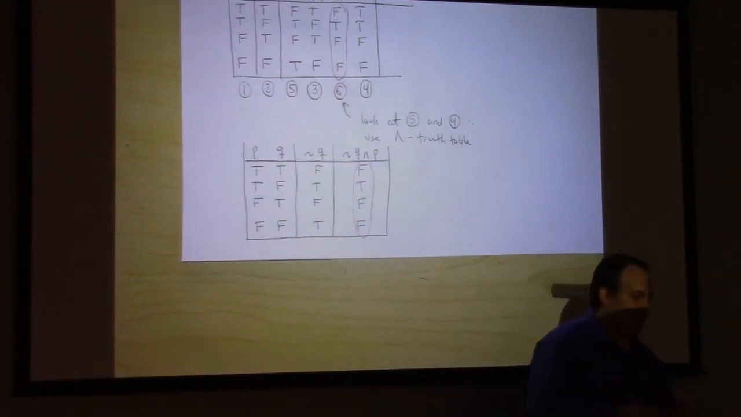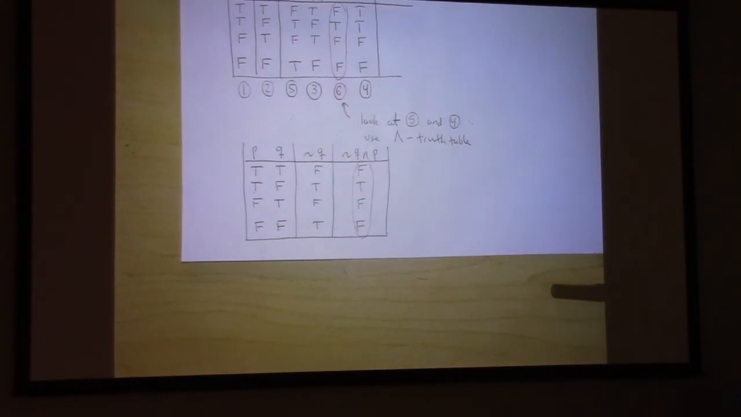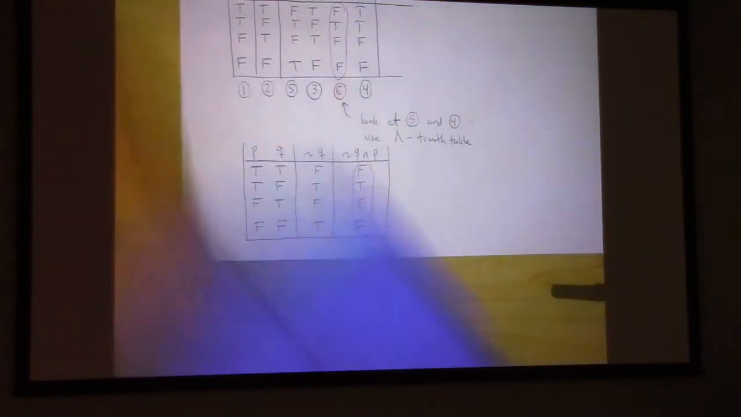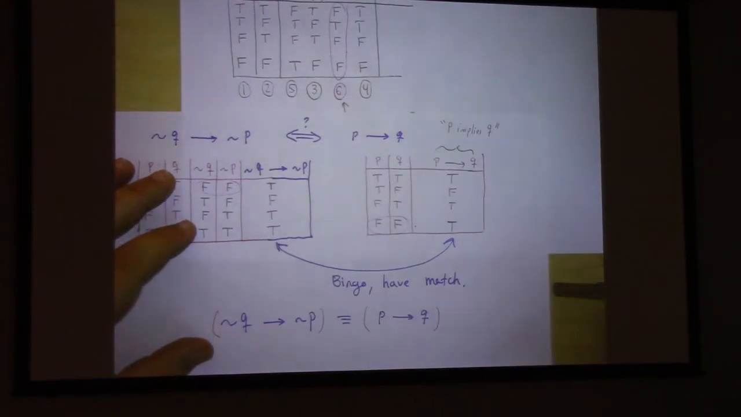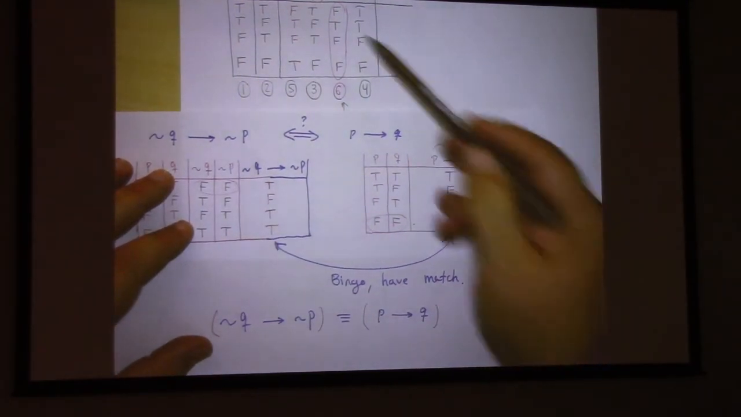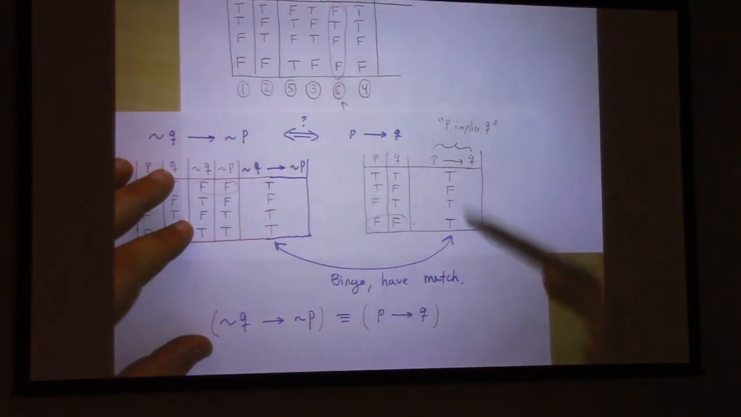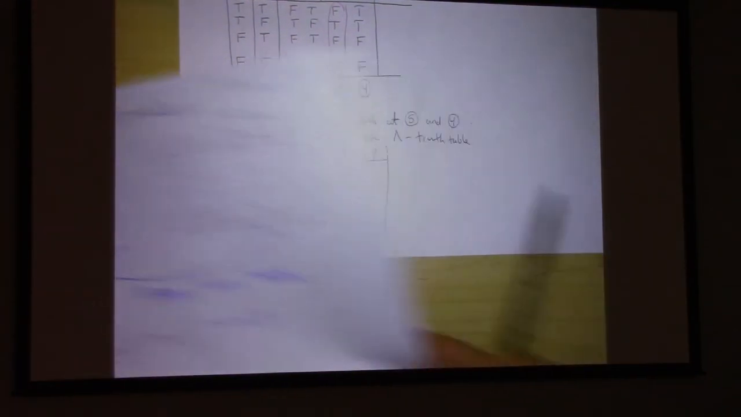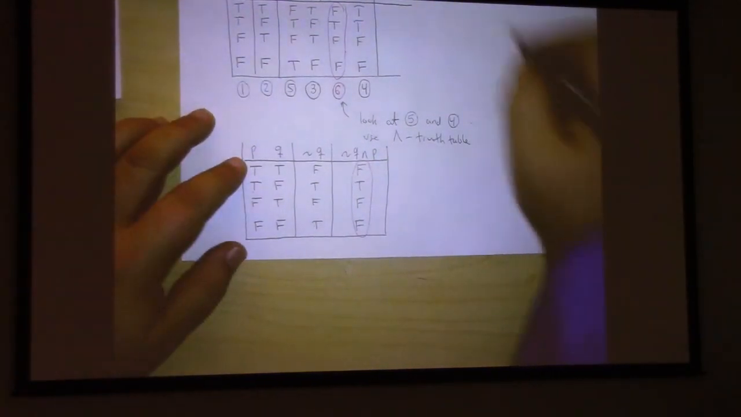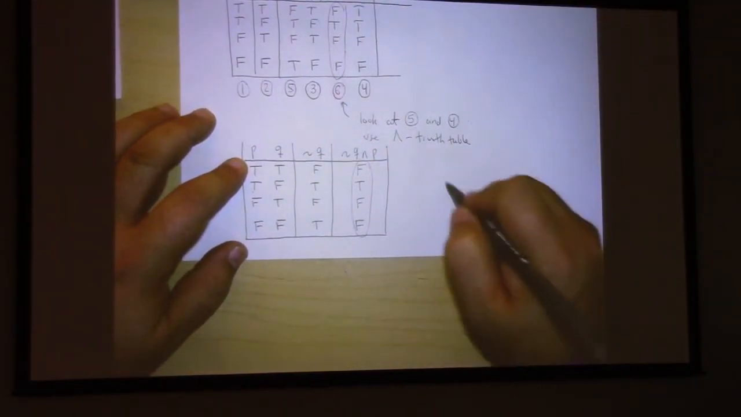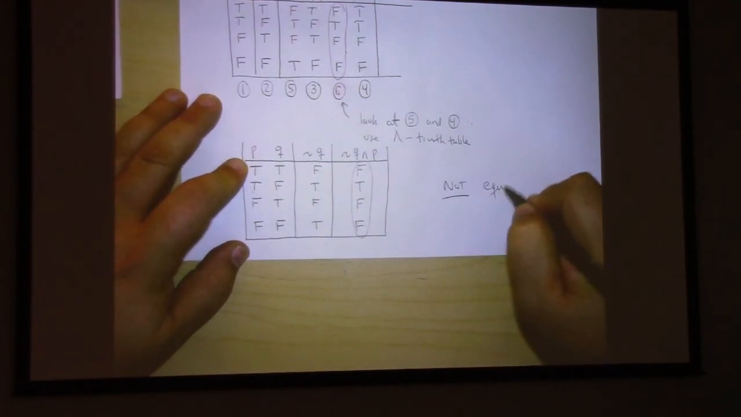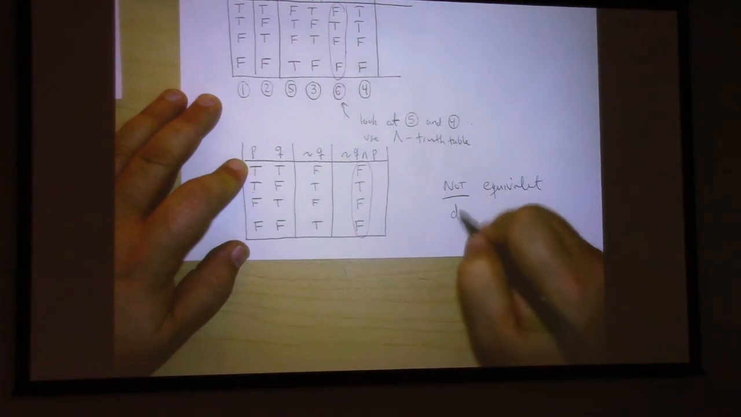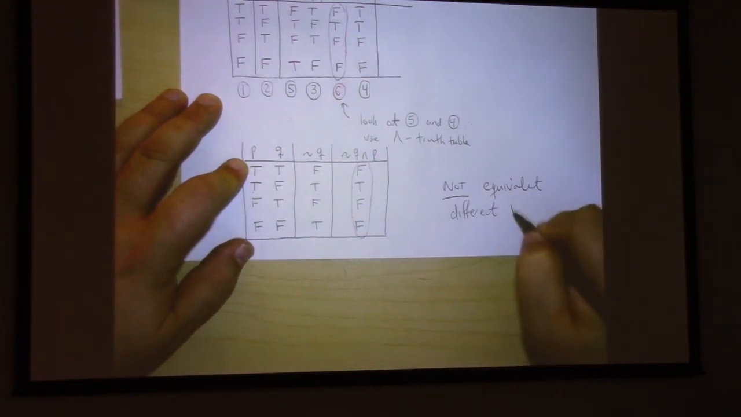So this begs back to the question: is this logically equivalent to what? What was the whole question at the start? Is it logically equivalent to P implies Q? What was P implies Q? Yeah, it was right here, right? So here's the other one. Remember, true, false, true, true. What do we have here? False, true, false, false. Are they the same? No. They're not. Therefore, they are not logically equivalent. So, not equivalent. Different. Truth table.